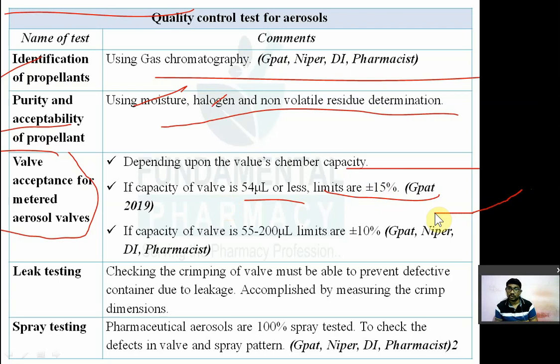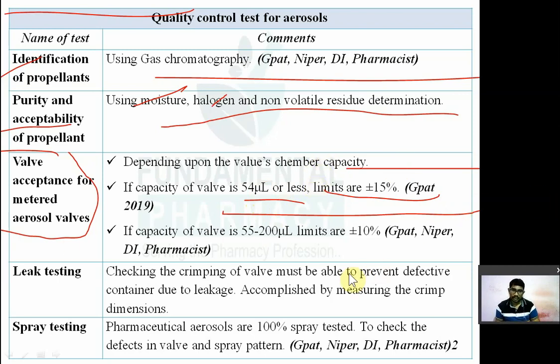So if the capacity of the metered dose valve is 54 microliter or less, then the acceptance criteria is plus minus 15%. What does plus minus 15% mean? In one spray it should dispense 54 microliter. So how much is acceptable? It should be within 54 plus 15% or 54 minus 15%. For example, it should be within the limit of 48 microliter or 58 microliter. That is 54 microliter plus minus 15%.